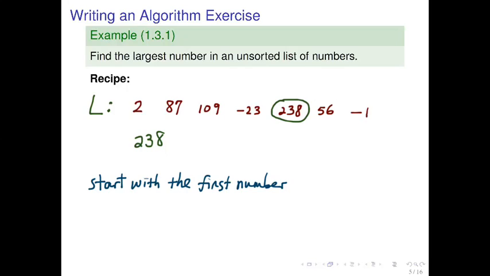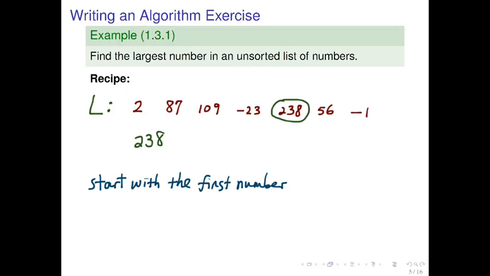Otherwise, we're just going to do nothing because the current marker stays with the first number, which is already the largest when we compare the first one and the second one. We're going to then repeat this process by moving down the list one more number. This time we're going to compare the second number with the third number.